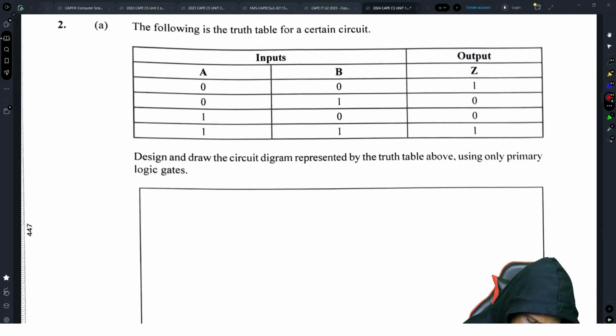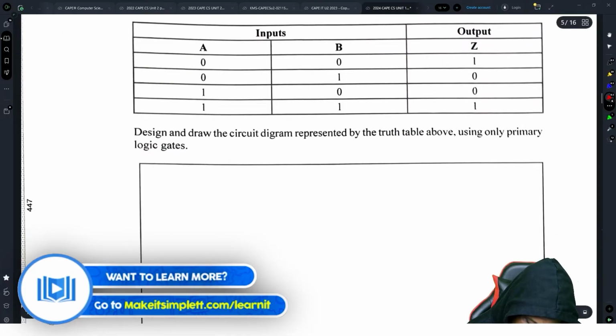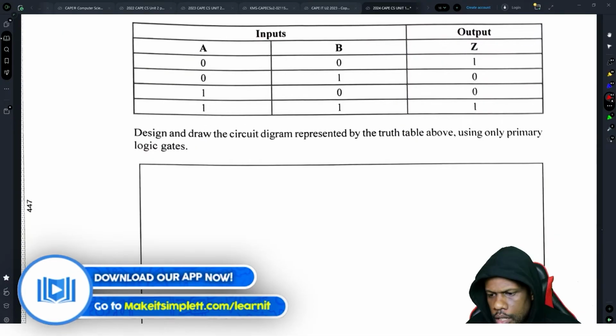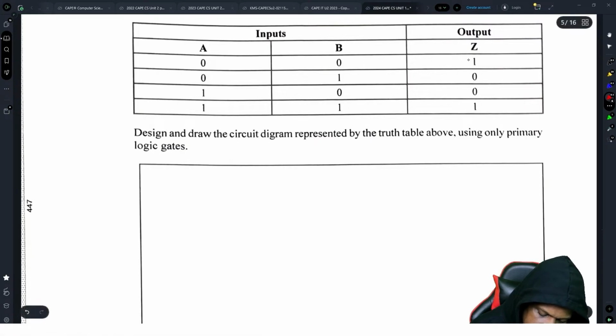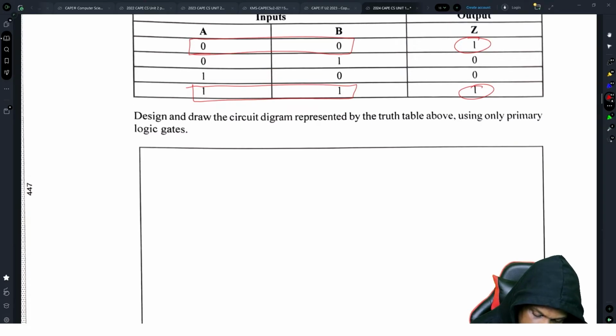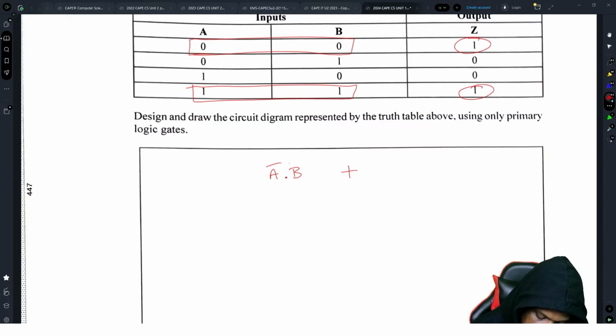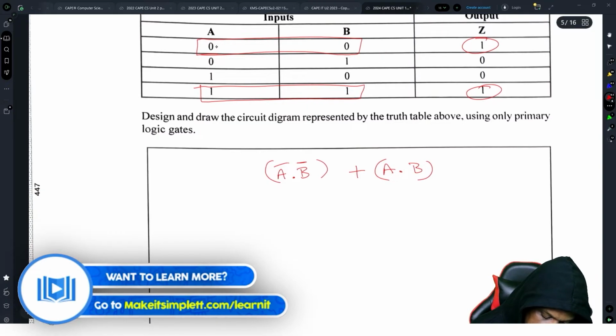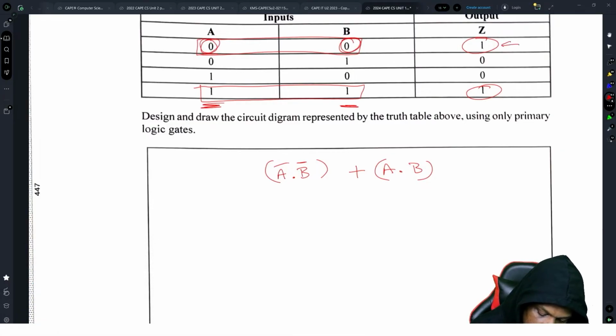Alright, the following is the truth table for a certain circuit. Design a circuit diagram represented by the truth table above using only primary logic gates. This is the sum of products. So this is a product here, this is a product here. This is one set of products, this is the next set of products. So we're gonna have an OR of sum of products. The top one is not A and not B, or A and B. This is the not A and this is the not B, and this is the normal A and normal B. Whenever you get a 1, that's where you use the sum of products.